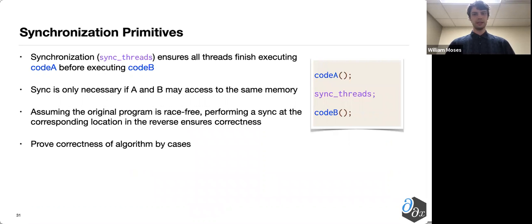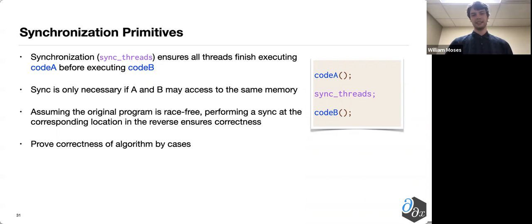The final big problem that had to be resolved is dealing with these specific types of synchronization. Within the GPU computing infrastructure, there's this notion of a sync threads, which guarantees that all the threads before the sync threads are completed before all of the code after the sync threads starts executing. This sync turns out to only be necessary if A and B could access the same memory, since if they access completely different things, you can't see a difference if there is no sync threads there.